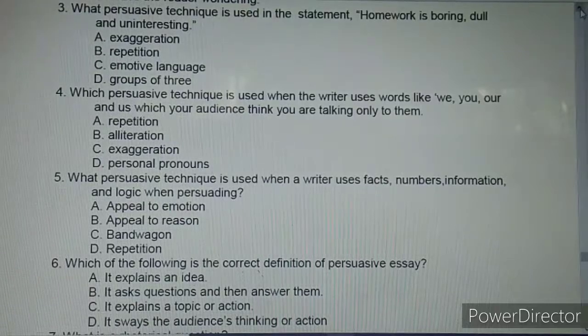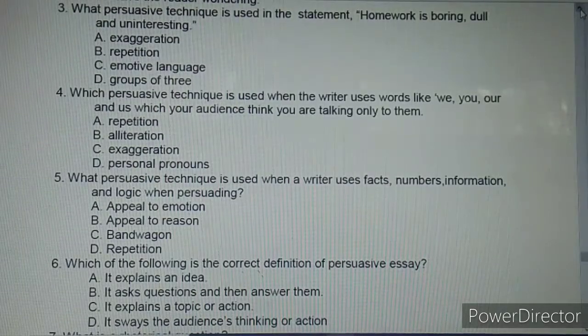Next we have number 3. What persuasive technique is used in the statement? Homework is boring, dull, and uninteresting. Is it letter A, exaggeration, B, repetition, C, emotive language, or D, groups of 3? The correct answer for number 3 is letter B, repetition.